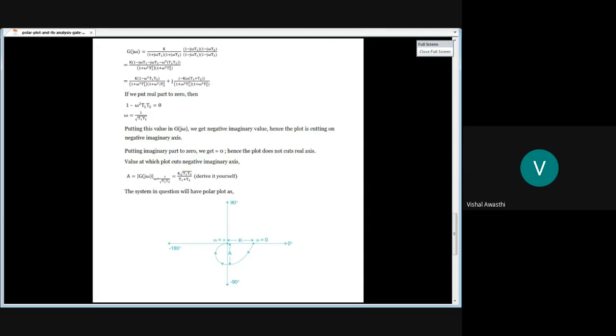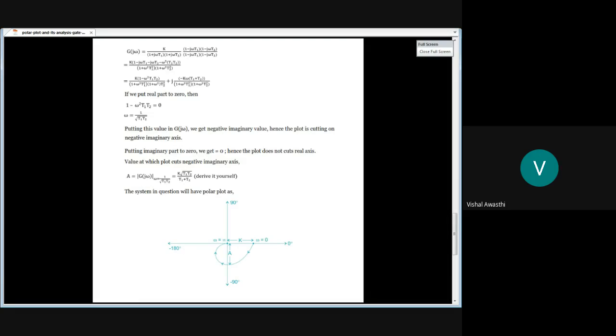You can see that at minus 90 degree, you are having a cutting point at the minus j omega axis, whose length from origin is a. And a value you can derive as such in this question. A value is k under root t1 t2 upon t1 plus t2. At the final one, at omega is equal to infinity, the magnitude is 0, but angle is minus 180 degree.